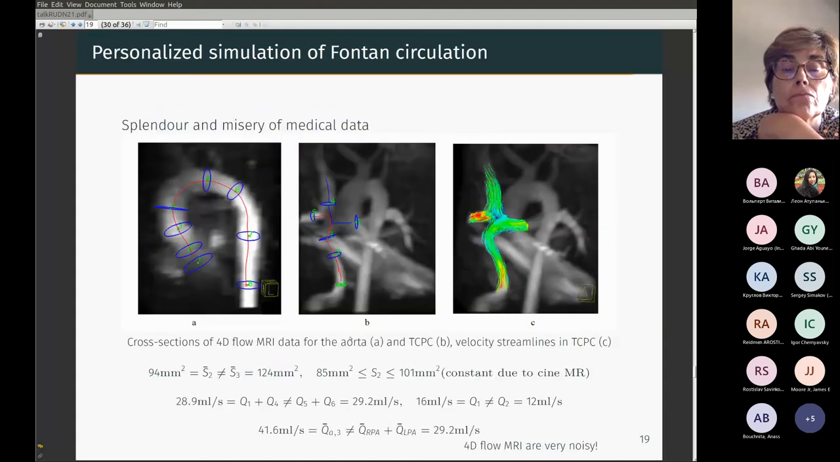The problem with data is that they are very erroneous. We may have, for instance, so-called 4D MRI flow data, which are assumed to be correct with respect to flow and cross sections, but very simple analysis shows that these data are very noisy, and we cannot rely on cross sections from MRI flow data, 4D flow data, and fluxes because of large error.